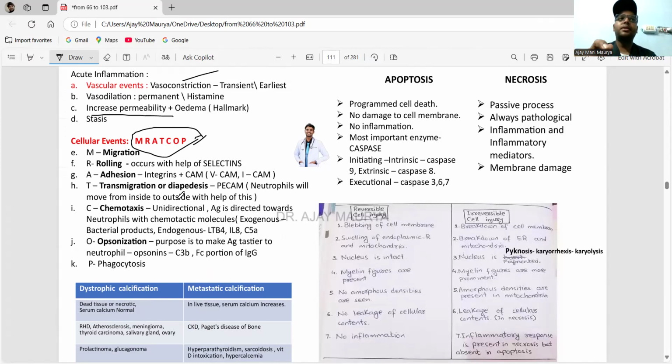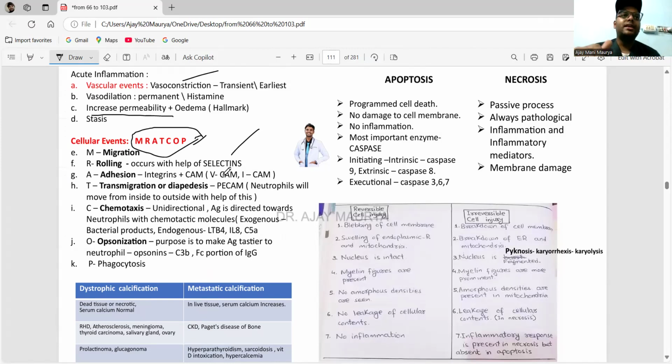Apart from this, remember migration. Rolling occurs with the selectins. Adhesion occurs by integrins, CAMs, VCAM and ICAM. Transmigration of the neutrophils is called diapedesis. Sometimes they will not give the option as transmigration; they will give the option as diapedesis. It means you have to know this is the same as transmigration.